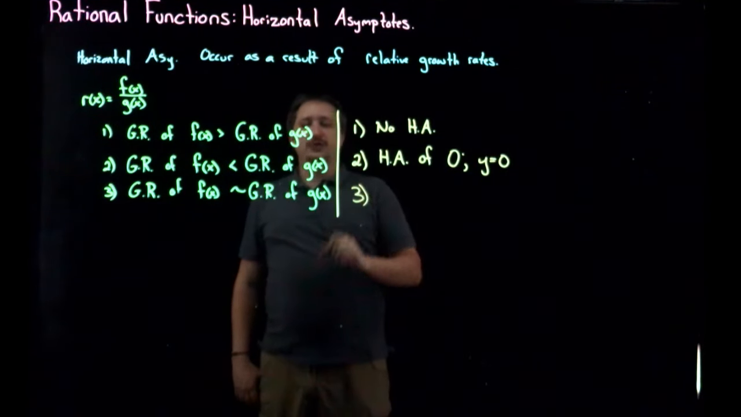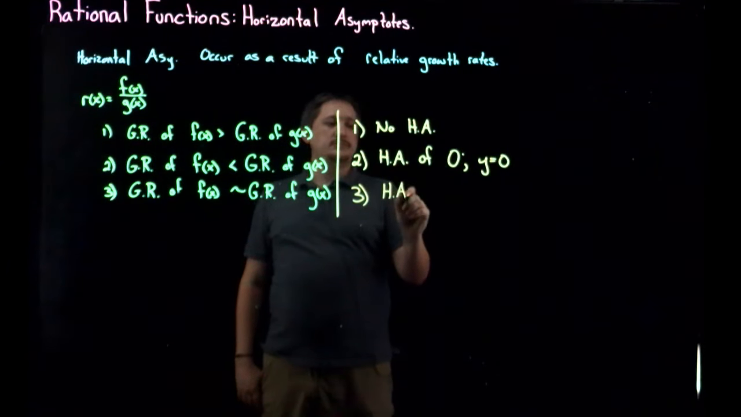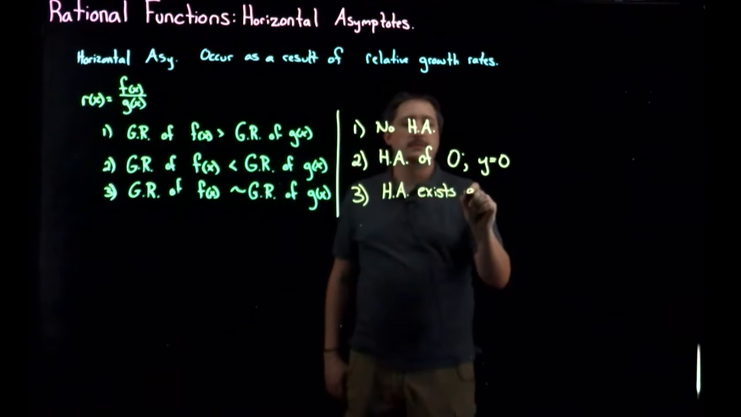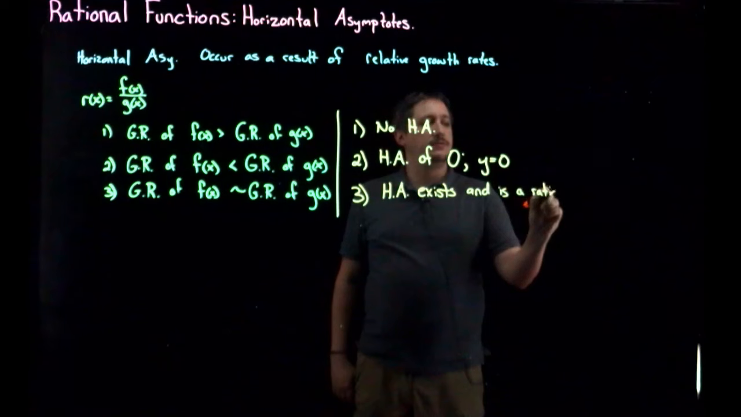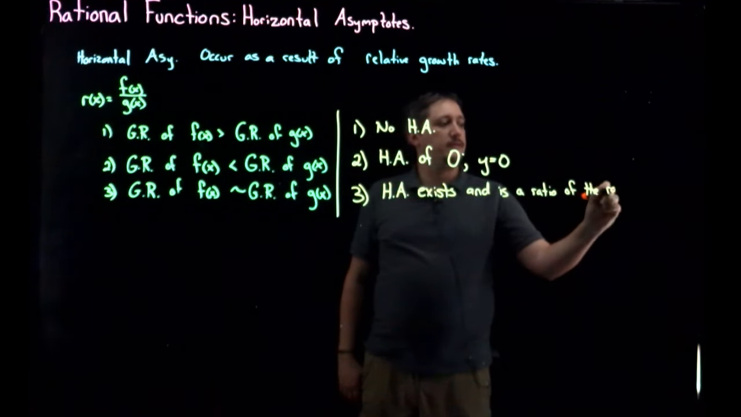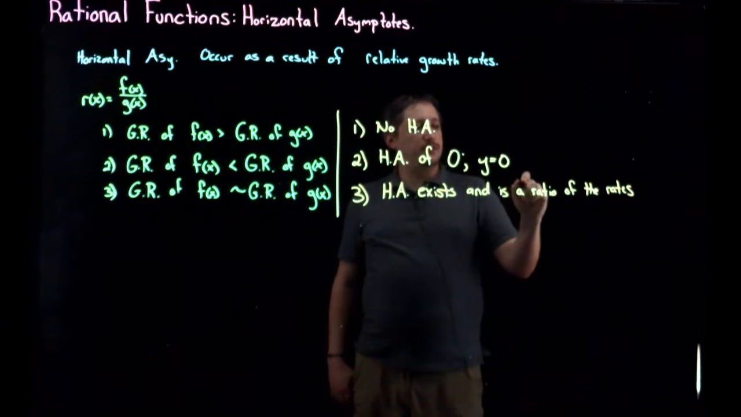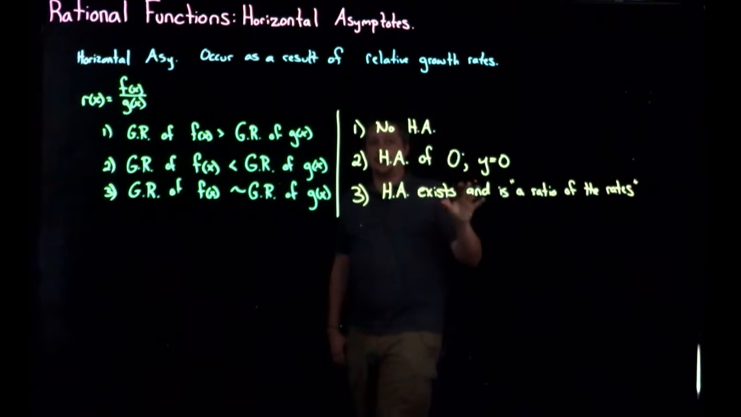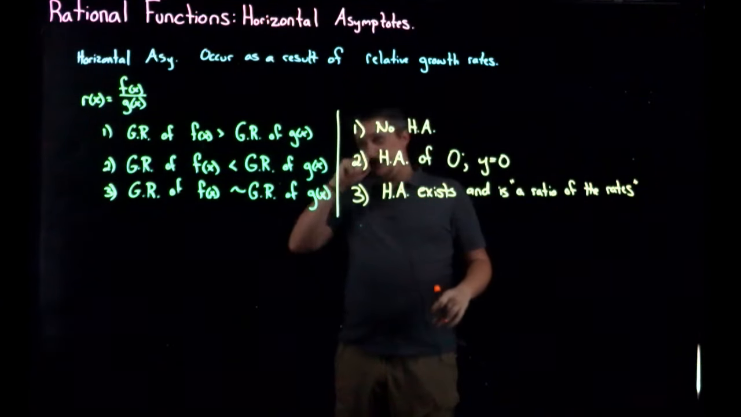Now, if the growth rates are about the same, then a horizontal asymptote exists and is a ratio of the rates. So I'm gonna put quotes around this, a ratio of the rates, because this is really a part that you definitely need calculus for to make sense of, and we don't have that.